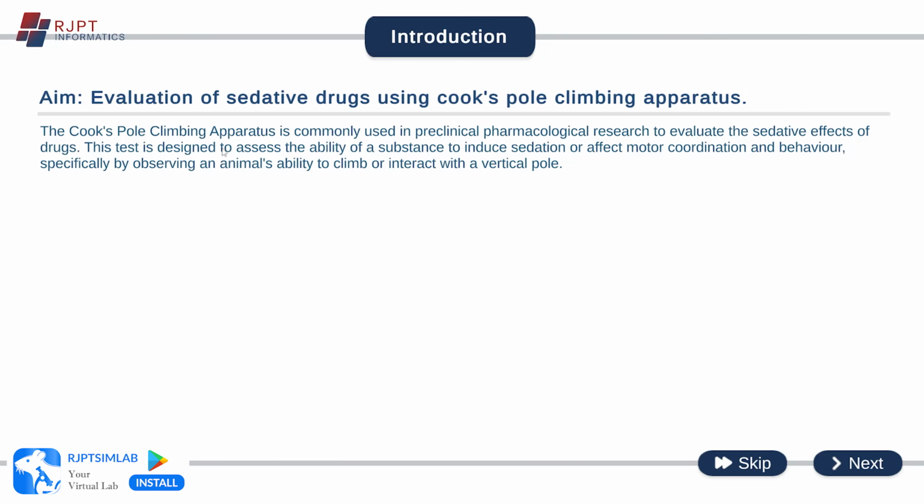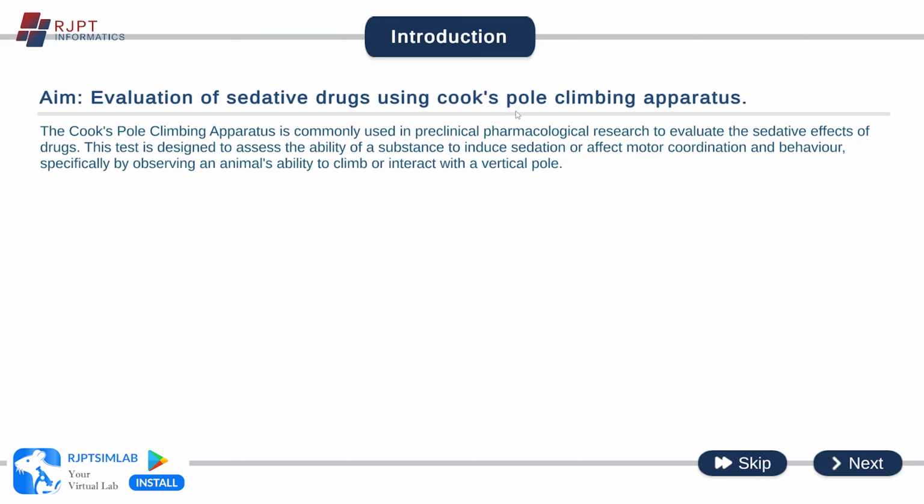So the introduction says that this Cook's pole climbing apparatus is used in preclinical pharmacological research, before the main clinical part, and it is used for the evaluation of sedative effects. We are using sedative drugs for evaluating sedative effects. This test is designed to assess the ability of a substance, meaning the ability of the sedative drugs, to induce sedation or affect motor coordination and behavior, by observing the animal's ability to climb or interact with a vertical pole.